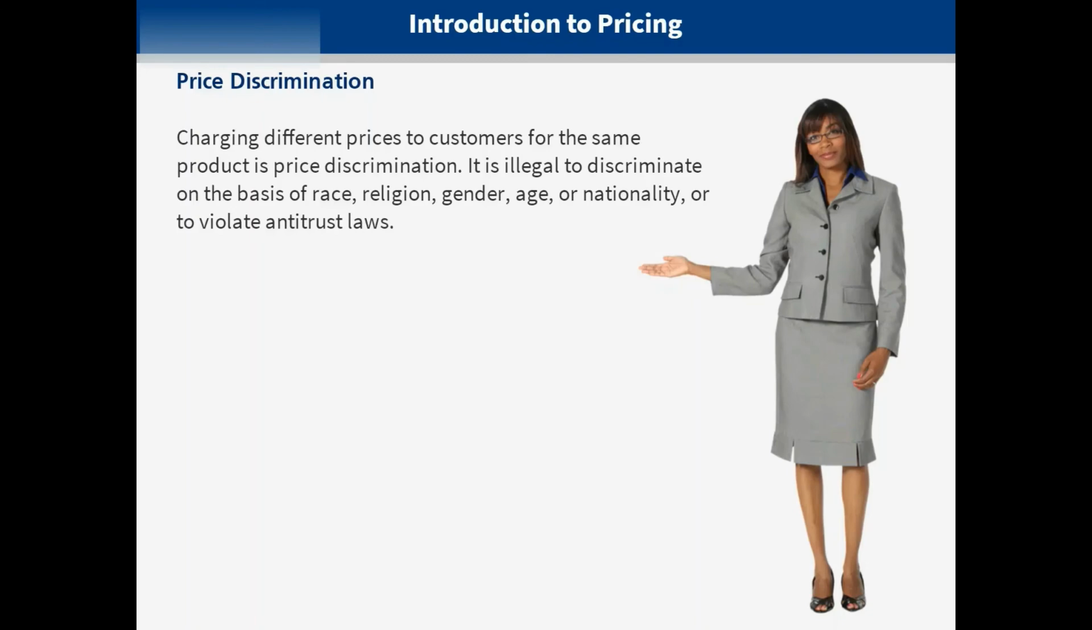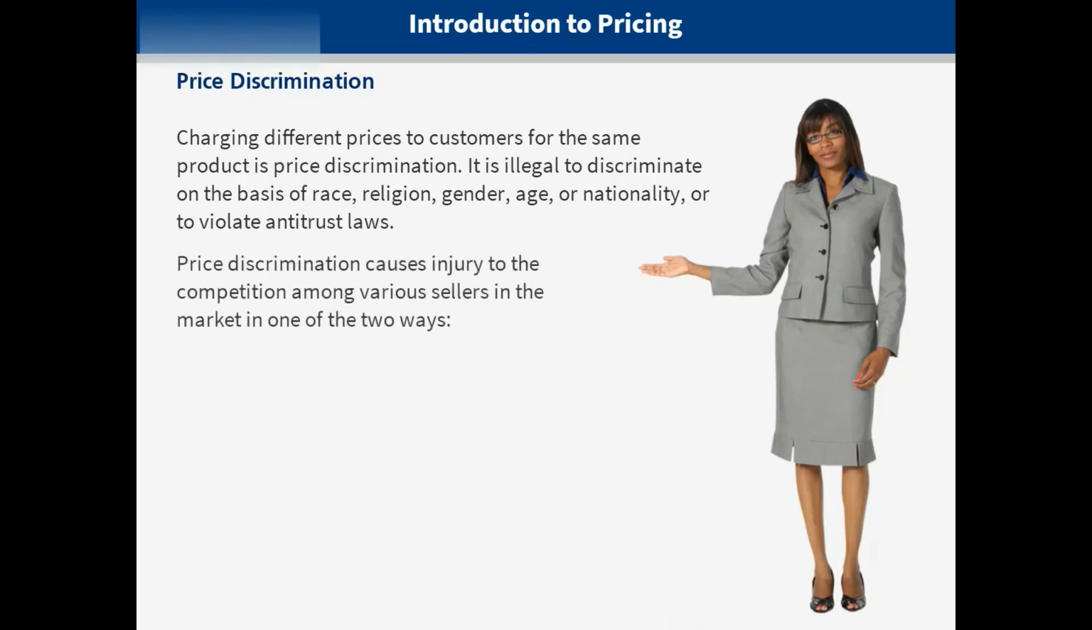Charging different prices to customers for the same product is price discrimination. Generally, it is illegal to discriminate on the basis of race, religion, gender, age, or nationality, or to violate antitrust laws. However, there are no hard and fast rules, and certain localities may have stricter laws than federal law. If you are uncertain that your pricing structure, or that of your competitors, is legal, you should consult with a licensed attorney.